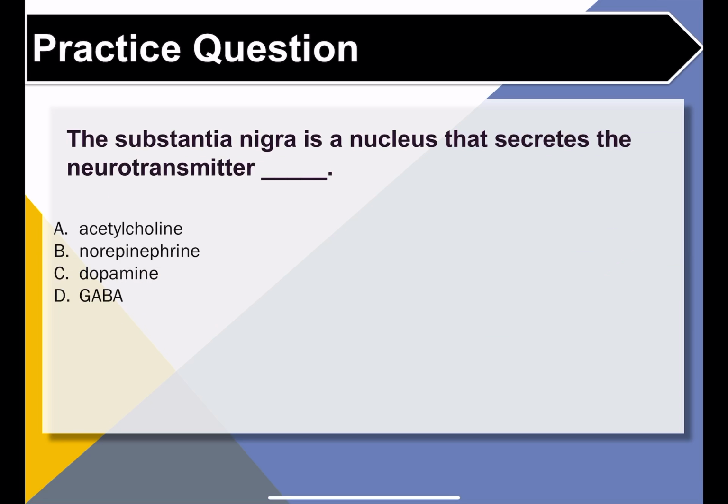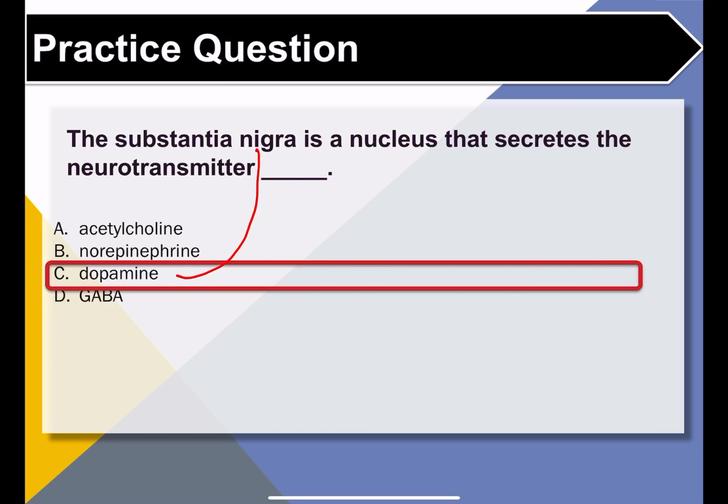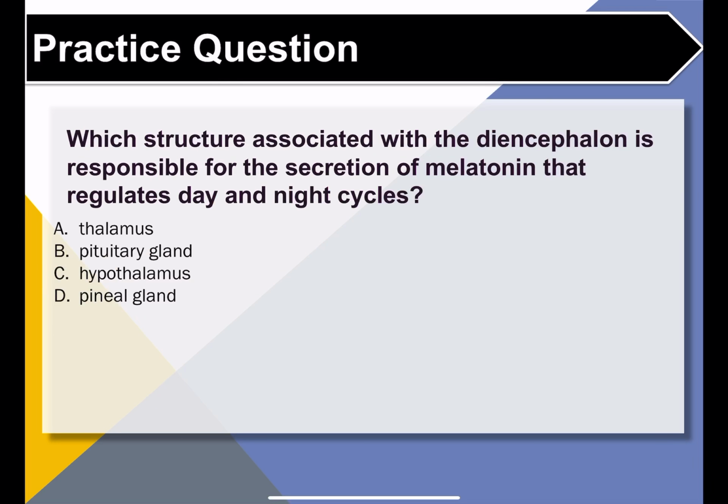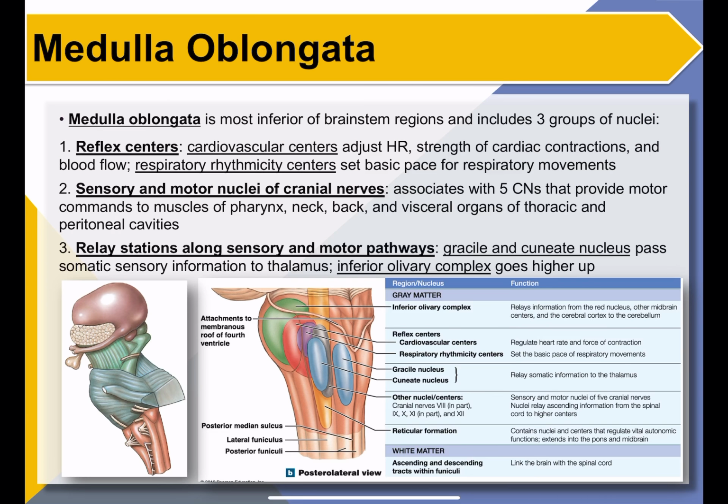The substantia nigra is a nucleus that secretes the neurotransmitter dopamine. So this portion has to do with Parkinson's disease. Which structure associated with the diencephalon is responsible for secretion of melatonin that regulates day and night cycles, your circadian rhythm? The pineal gland. Okay, and that's all I have.